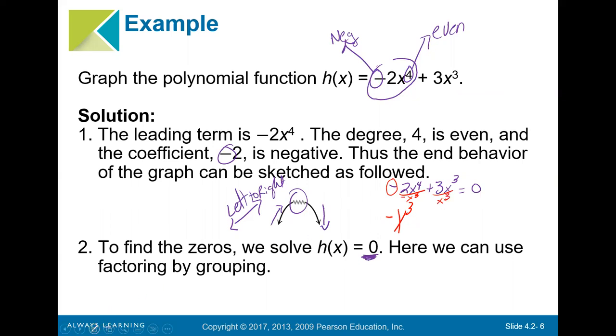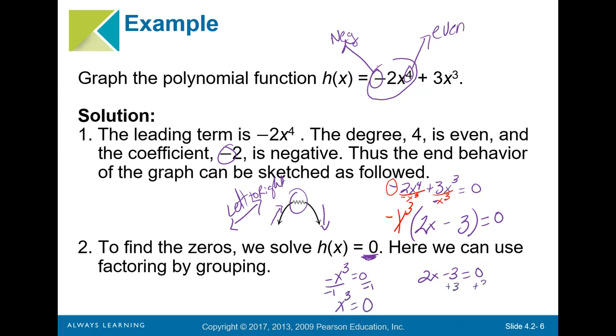Now that I'm factoring out negative x cubed, negative divides negative is positive. X cubed pulled out of x to the fourth leaves me with 2x. Negative divides positive is negative, and pulling x cubed out of 3x cubed leaves me with 3. I'm going to take each part and set it equal to 0 and solve. That means I need to divide by negative 1 here. Anytime the numerator is 0, my answer is 0.